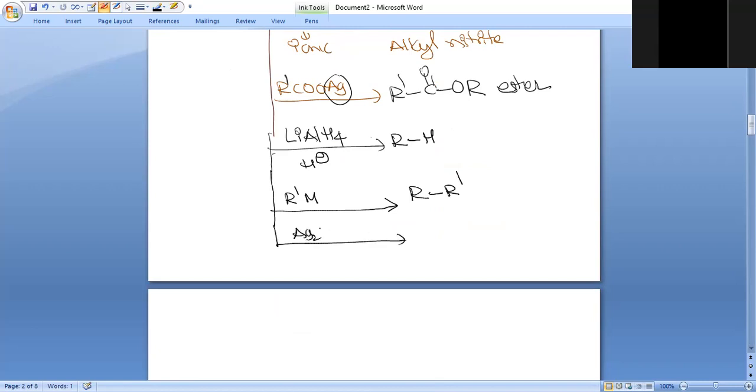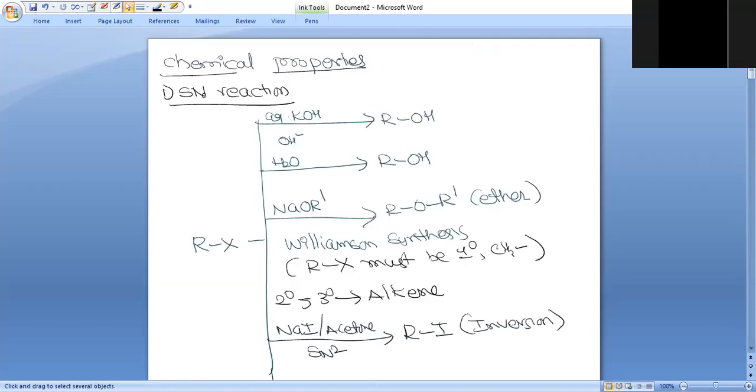And Ag2O wet means alcohols, and Ag2O dry means ethers will be formed. Okay, sir. So these are the important chemical reactions you can take. SN reactions we are discussing. In the SN reaction case, you can observe that.